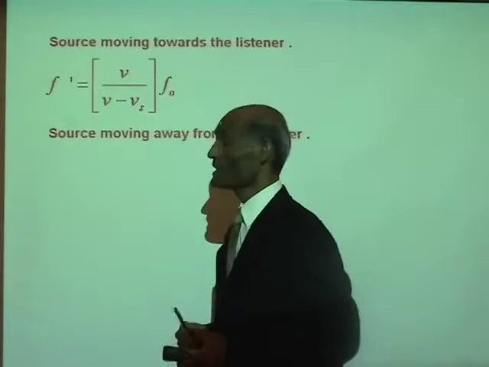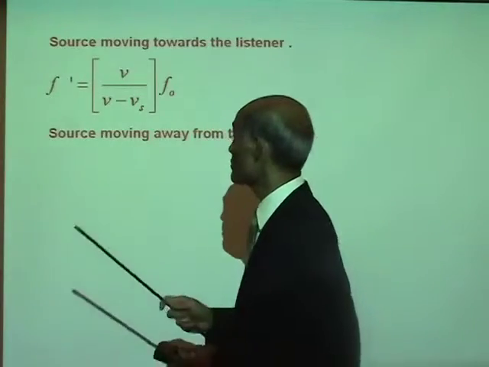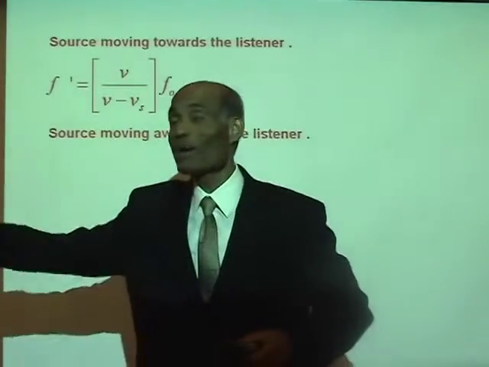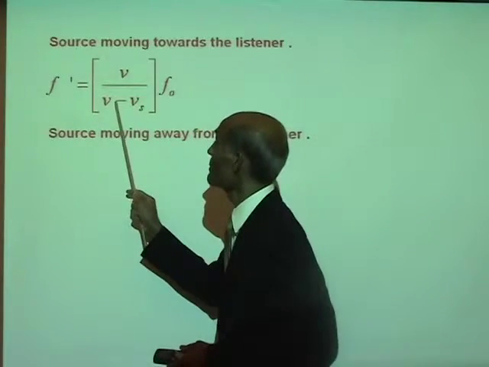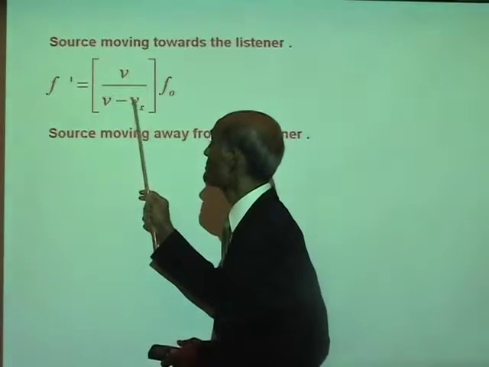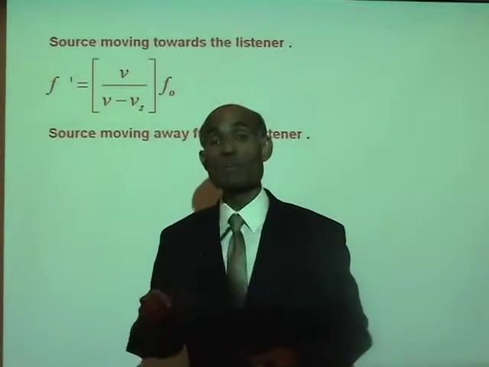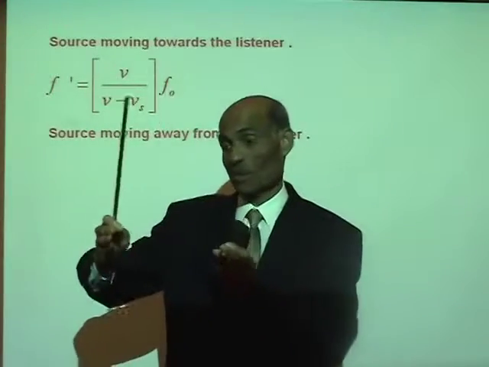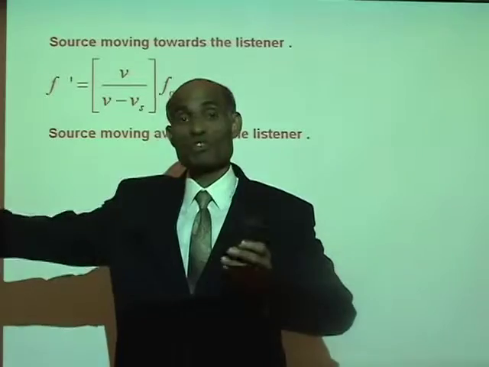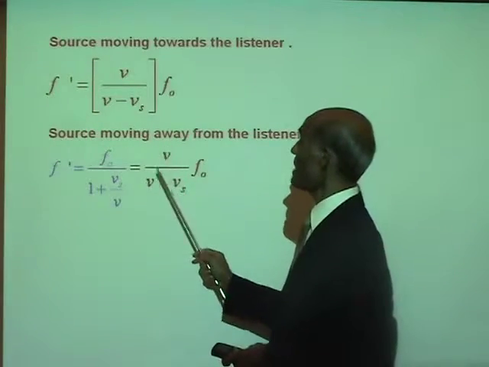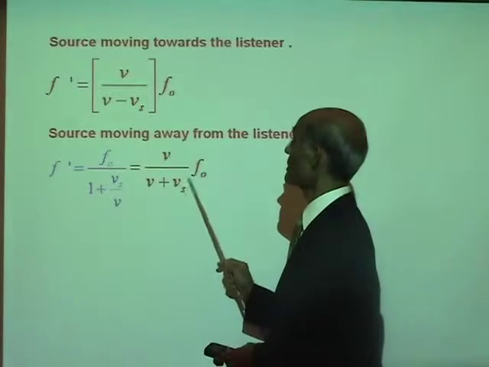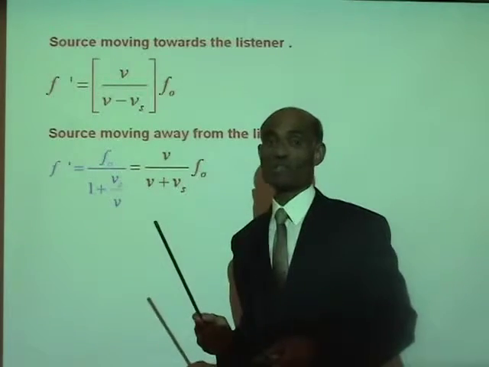What is the frequency that the listener hears when the source is moving away from the listener? The only difference in that formula is that this V minus Vs now becomes V plus Vs, because the waves are going to be stretched in that region. Now this is the formula: V over V plus Vs times F0.